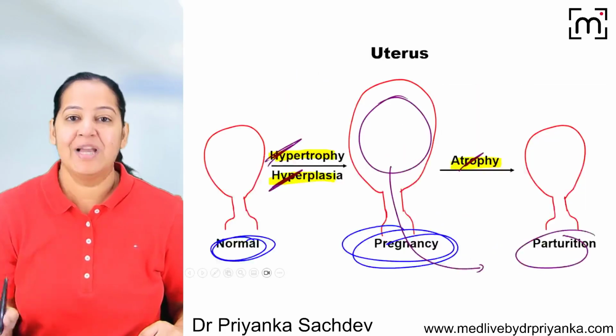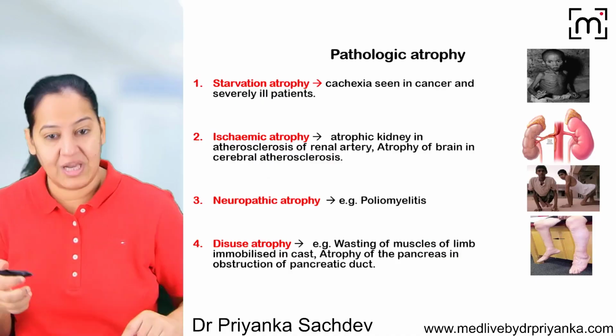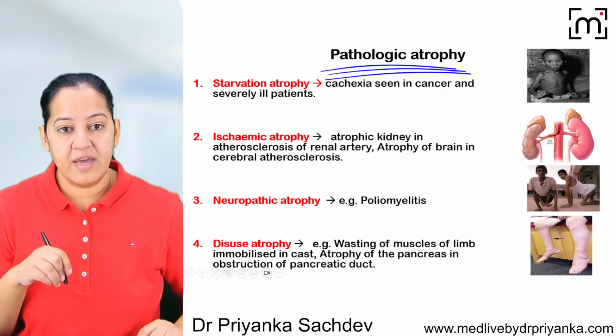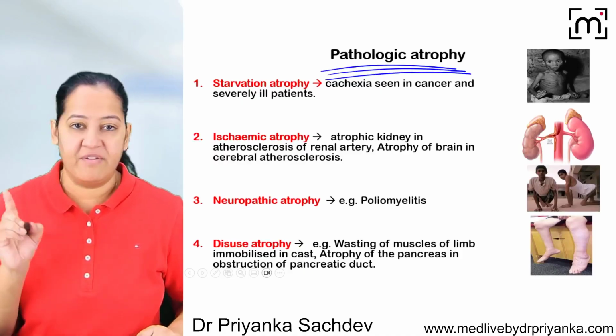They are not disease. Now coming to the examples of pathological atrophy. So there are 7 examples. One by one we will see.